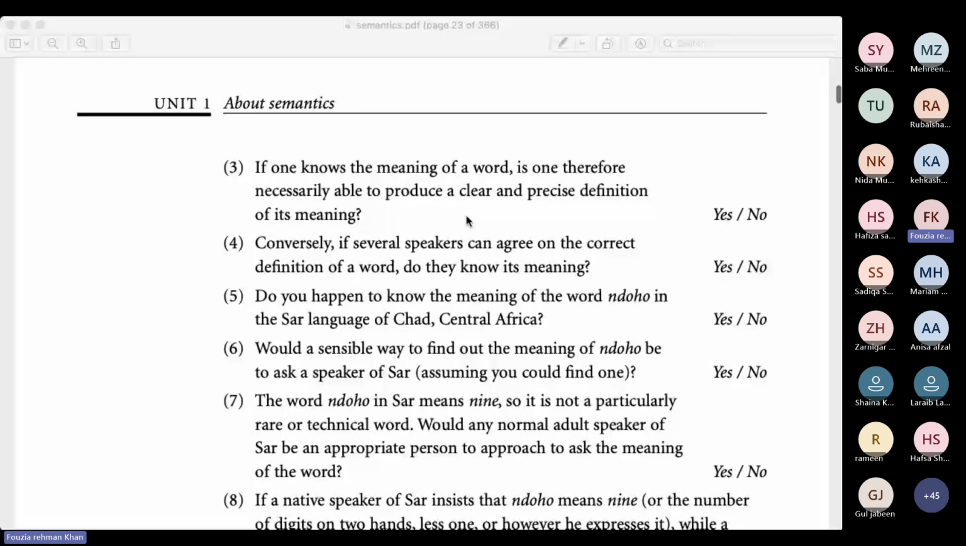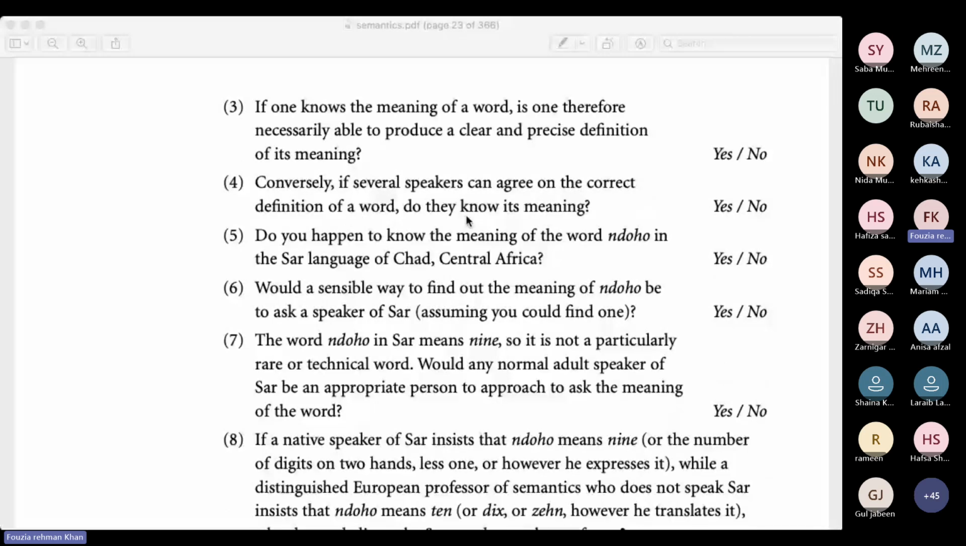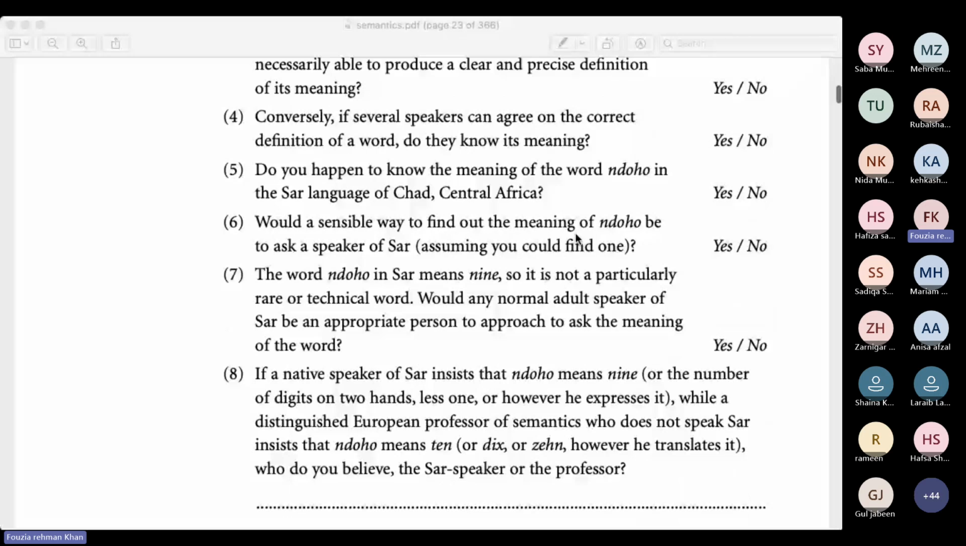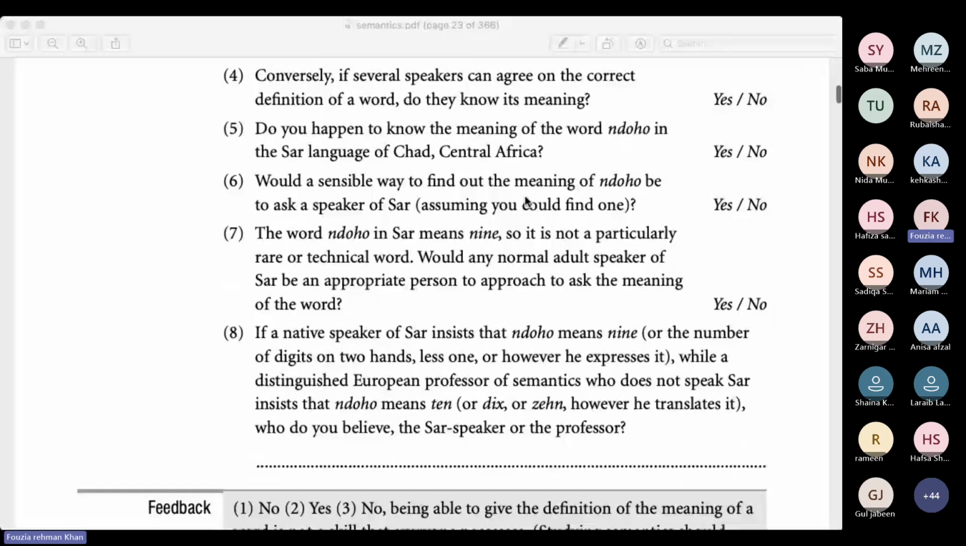Conversely, if several speakers can agree on the correct definition of a word, do they know its meaning? Perhaps. If so many speakers agree on what is a table or what is a chair or what other nouns are, so probably they are right. Do you happen to know the meaning of the word? We are not dealing with this because we do not know any other language. What is a sensible way to find out the meaning? No, we are not doing these. Just get to the last one.